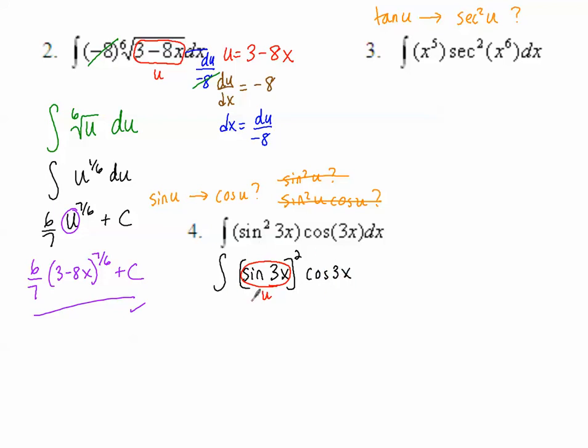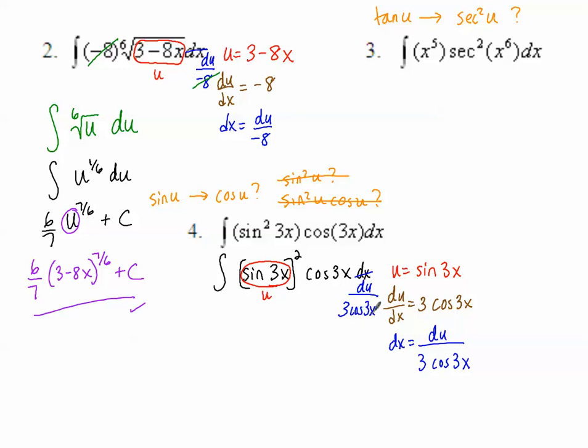Let's walk through this problem since we've been working on it, and then we'll go back and look at number 3. So the u is the sine of 3x. We have to solve for du dx. This is a chain rule, so we have the derivative of sine is cosine of 3x, but then the derivative of 3x is 3. Solve for dx, so get dx by itself, divide by 3 cosine 3x, and we have du over 3 cosine 3x. Let's plug that in there, so dx instead is du over 3 cosine 3x.